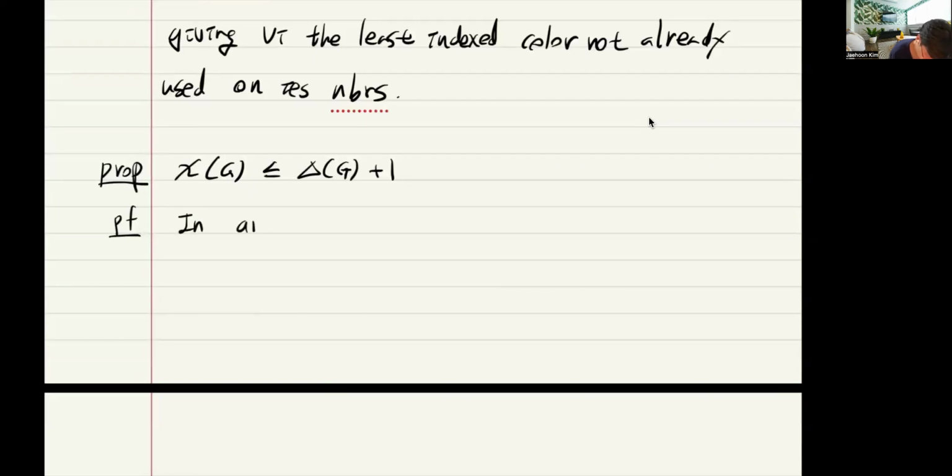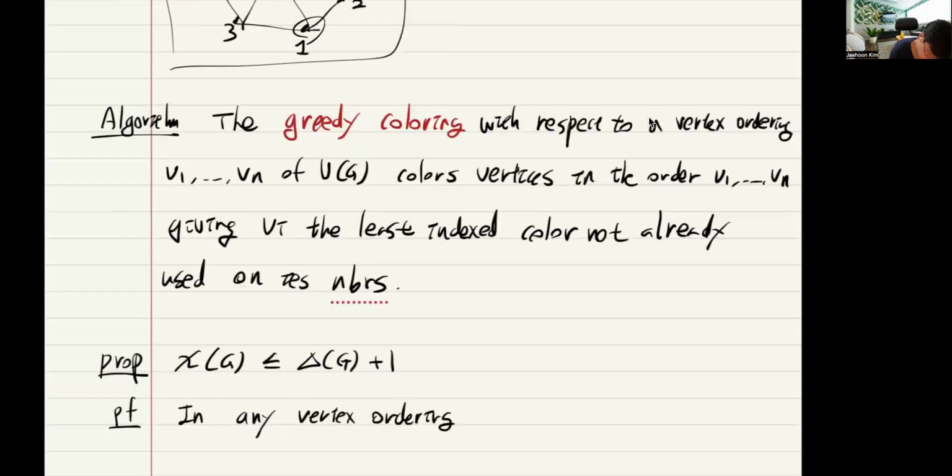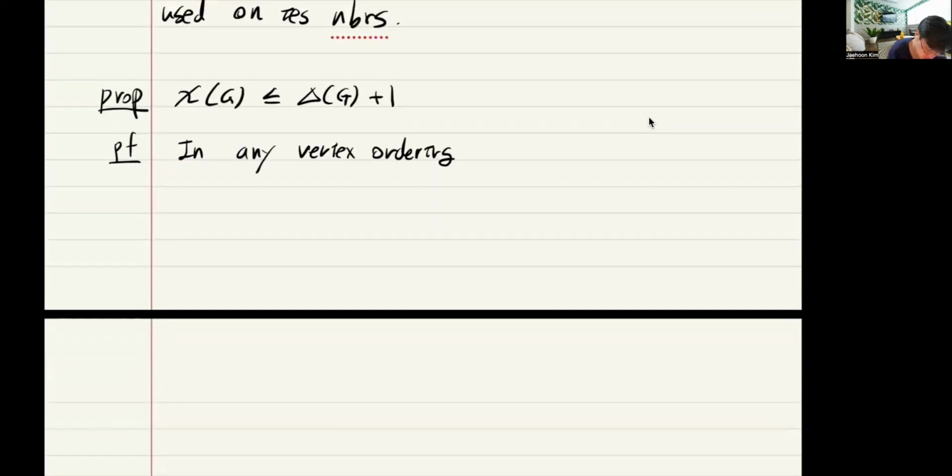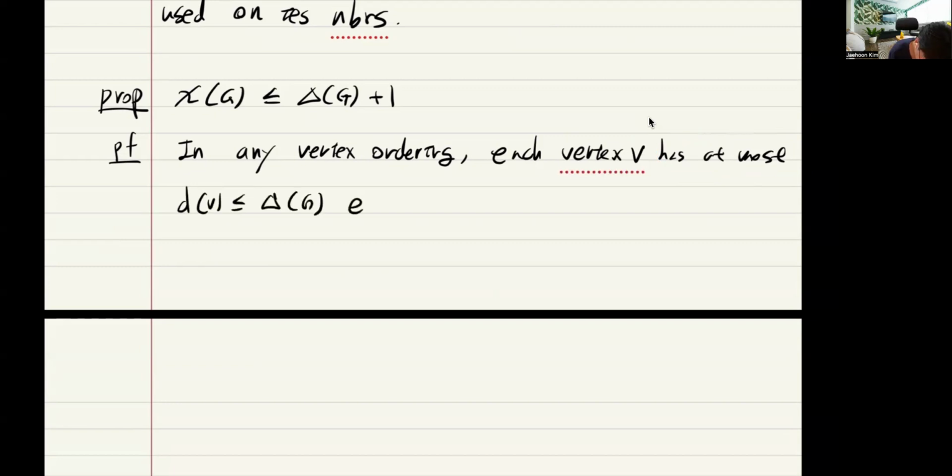If you consider any vertex ordering, recall that this algorithm, depending on the vertex ordering, might give you a different proper coloring if you take a different ordering. But in any vertex ordering, we know that each vertex P has at most how many earlier neighbors? At most its degree, which is at most delta of G, earlier neighbors, which are already colored at the moment you consider this P.